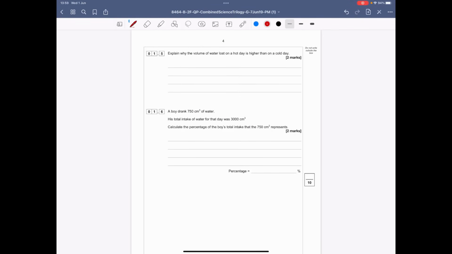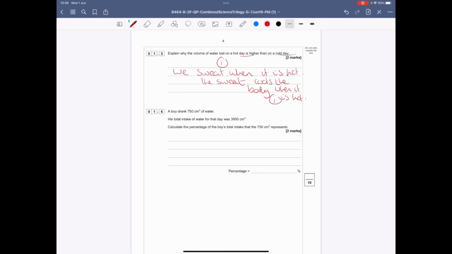Question 1.5 then. Explain why the volume of water lost on a hot day is higher than on a cold day. So why might we lose more water when it is hot compared to when it is cold? Well, hopefully we realise if it's really hot, what does our body do? We sweat when it is hot. And the reason we do that is because the sweat cools the body when it is hot. So 1 mark for identifying that it's sweat, and then 1 mark for identifying what sweat does.